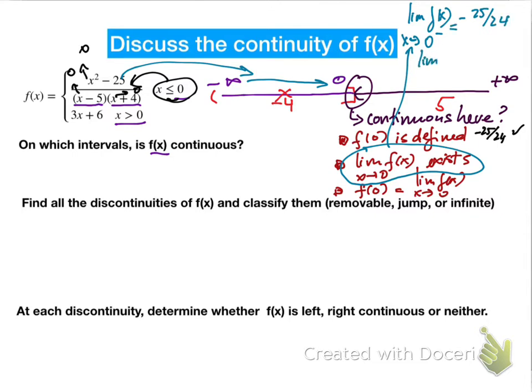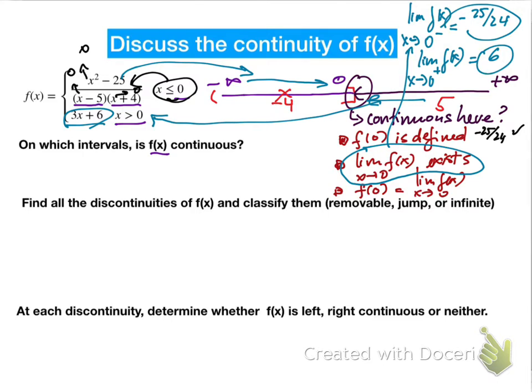What about the limit of the function as x goes to 0 from the right? From the right, you're going to use the linear function here. You plug 0 in here, and you get 6. Now you see that this value and this value are not the same, so the limit doesn't exist. It violates one of the conditions. That means at x equals 0, the function is discontinuous.